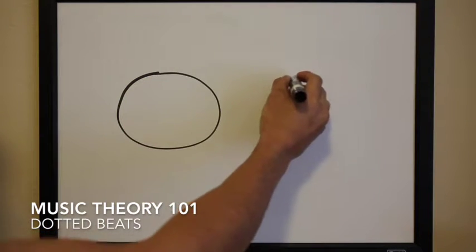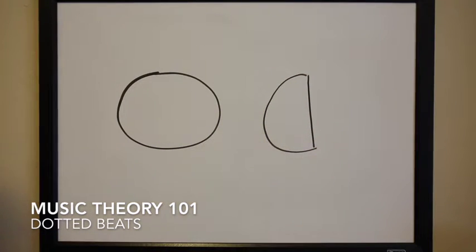So, we can take a look at notes as a full beat. I have one beat here. If I add a dot, what I'll do is I'll add half of that original beat to the total, and I get 1.5.